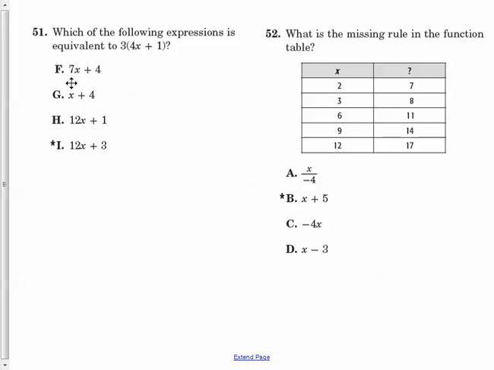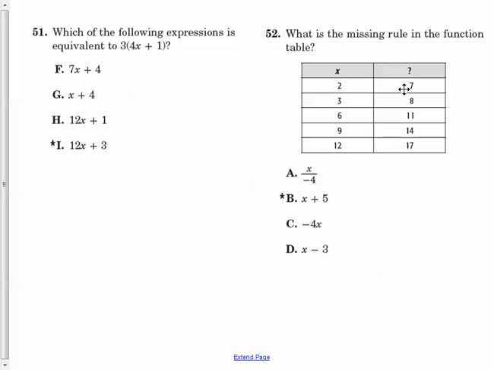If we look at 51, it says, what is the equivalent expression? So we take 3 times 4x plus 1, and 3 times 4 is 12, plus 3 times 1 is 3, so the answer is I.